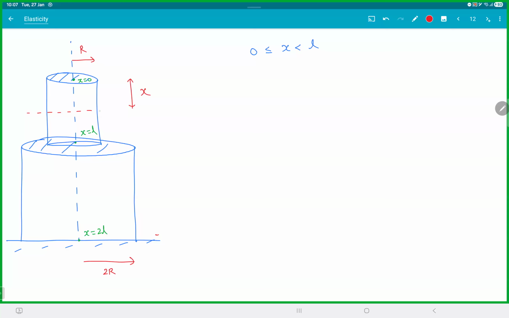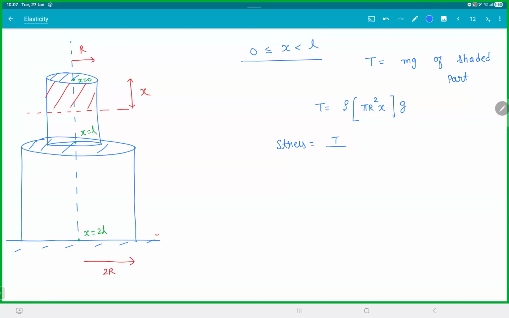So you're taking only till here. That means this shaded area is the weight, tension or normal reaction. So tension will be mg of the shaded area. How much is that? Density times volume, which is pi r square into x, into g. Agreed? That is the tension. It is changing with x. So what is the stress? Tension by area. Which area? The cross-sectional area, which is pi r square. So that would be rho g x. It's a linear function. Check it out.